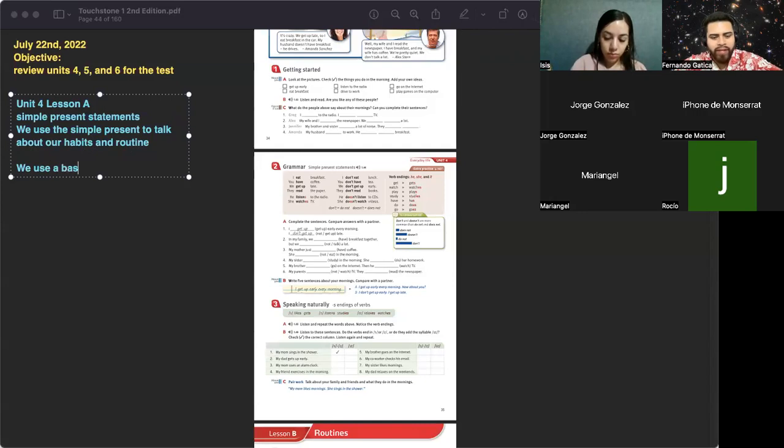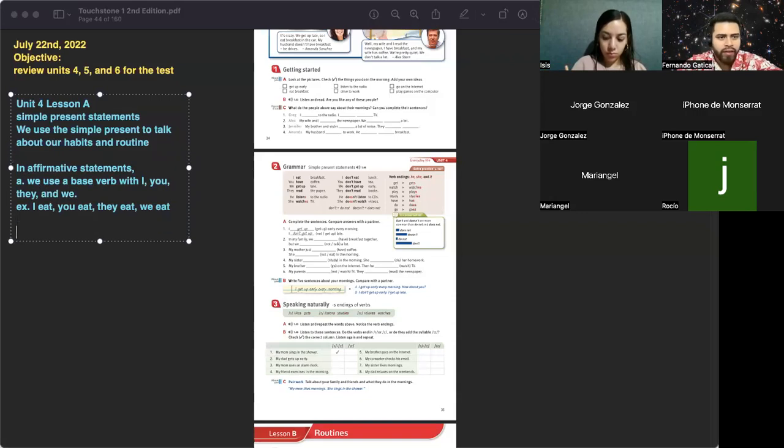We use a base verb in affirmative statements with I, you, they, and we. For example, I eat, you eat, they eat, we eat.